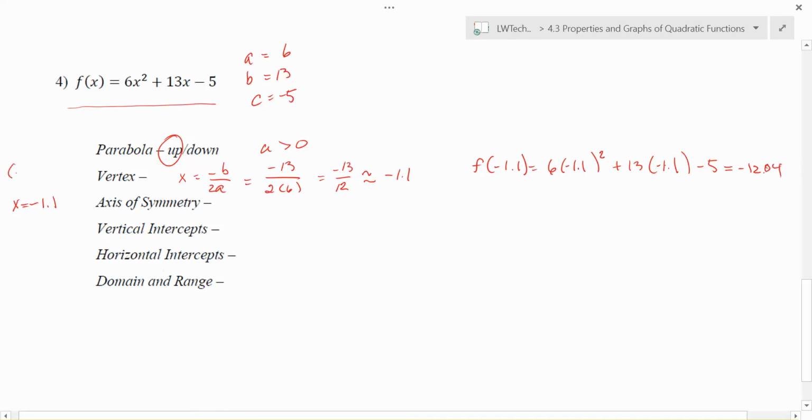So our vertex is going to be happening at about negative 1.1 on the x-coordinate and about negative 12.04 on the y-coordinate when we go to graph that. All right, let's see what happens next.